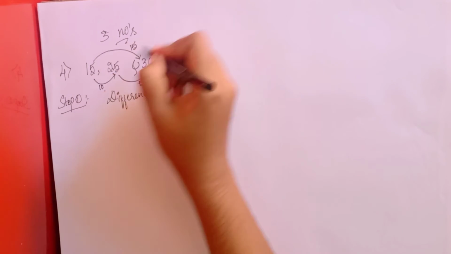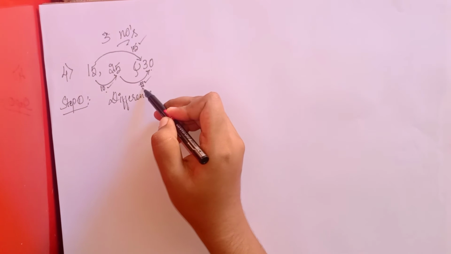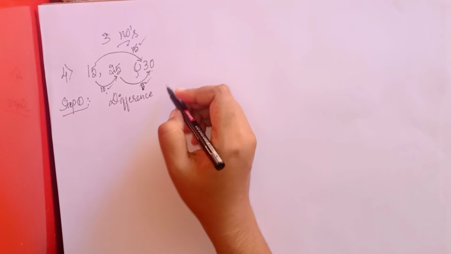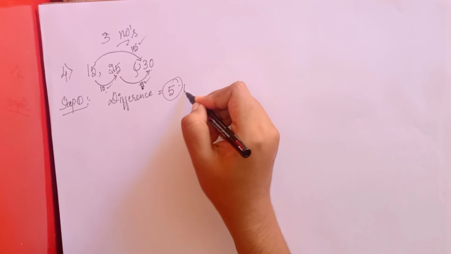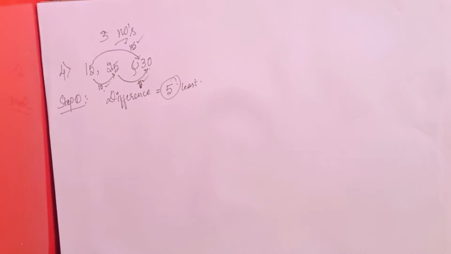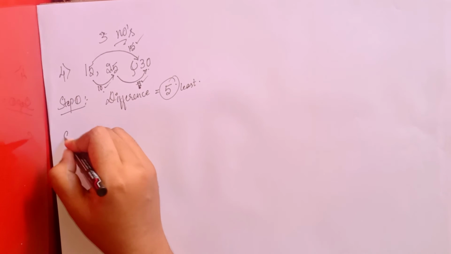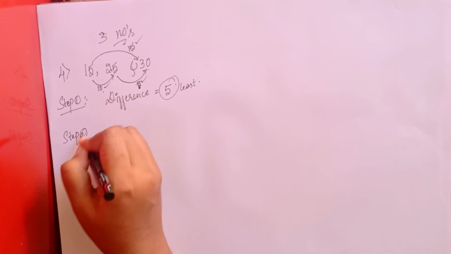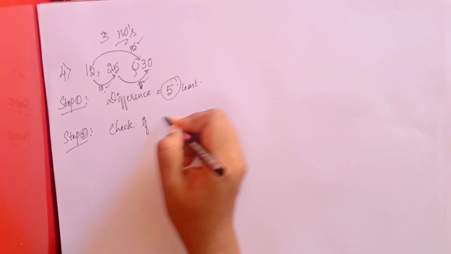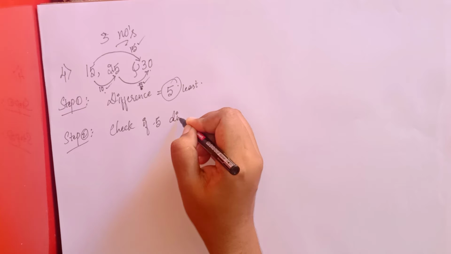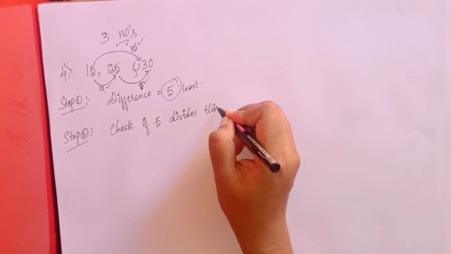So in these 3 differences, we need to see which is the lowest one. Which is the lowest one? It's 5. So I'll take the difference as 5, because it's the least one. Next we need to check, step 2: check if 5 divides these 3 numbers.